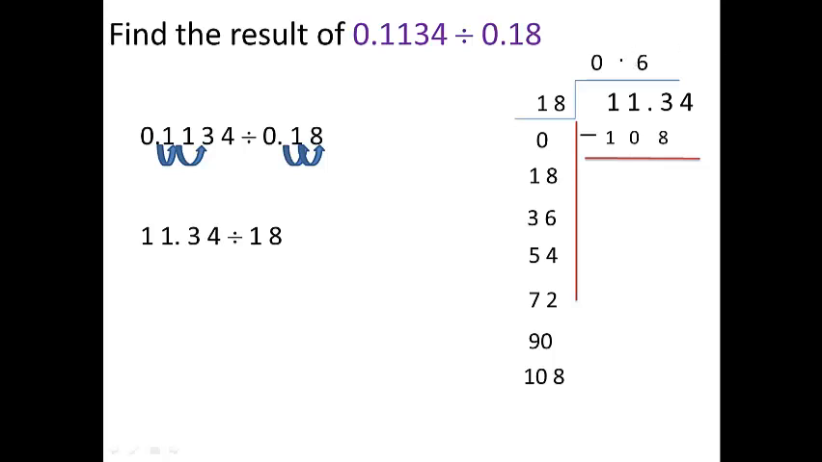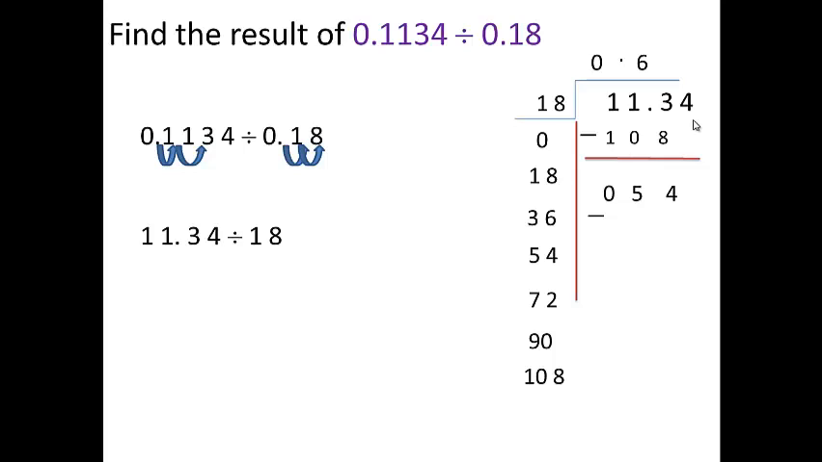Subtract, start from the ones here. 3 minus 8 can't be. We will borrow 1 from this one, so it will be 13. 13 minus 8 is 5. It's 5 here. And 0 minus 0 is 0. 0 minus 0 is 0. Now drop the next digit, which is 4. So my number here is 54.